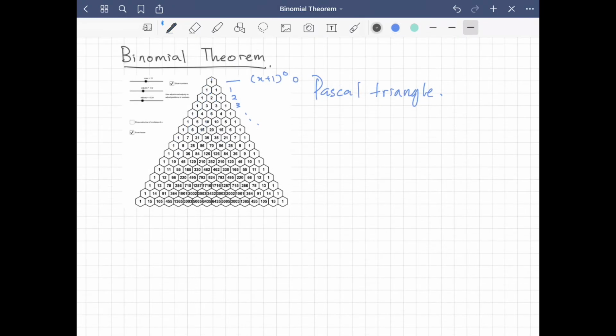If you want to find a certain coordinate in the Pascal Triangle, at the n row and r column, we can just use this formula: n factorial over r factorial, n minus r factorial.